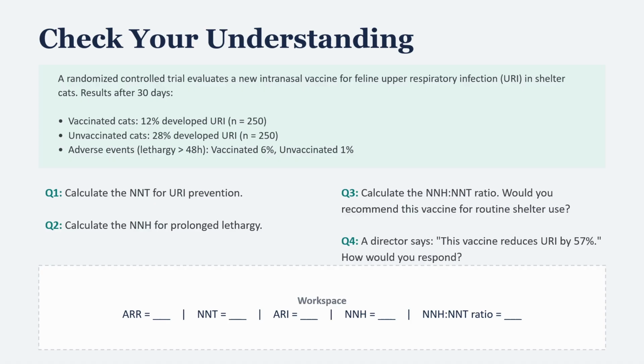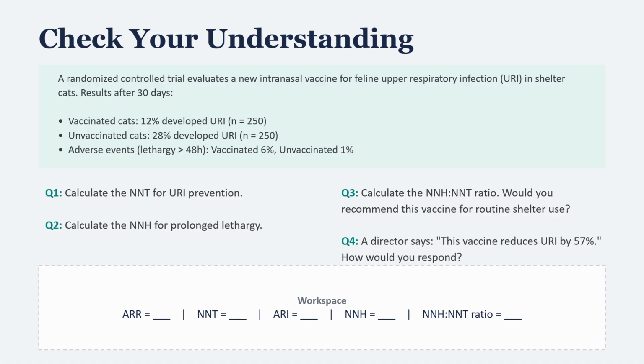Shelters with lower URI prevalence would need to recalculate NNT for their specific baseline risk. It would be higher and the benefit-harm balance less favorable. Question 4. The shelter director is correct that the relative risk reduction is approximately 57%. Risk in vaccinated is 12%. Risk in unvaccinated is 28%. RR equals 12 divided by 28 equals 0.43. So the relative risk reduction equals 1 minus 0.43 equals 0.57 or 57%.